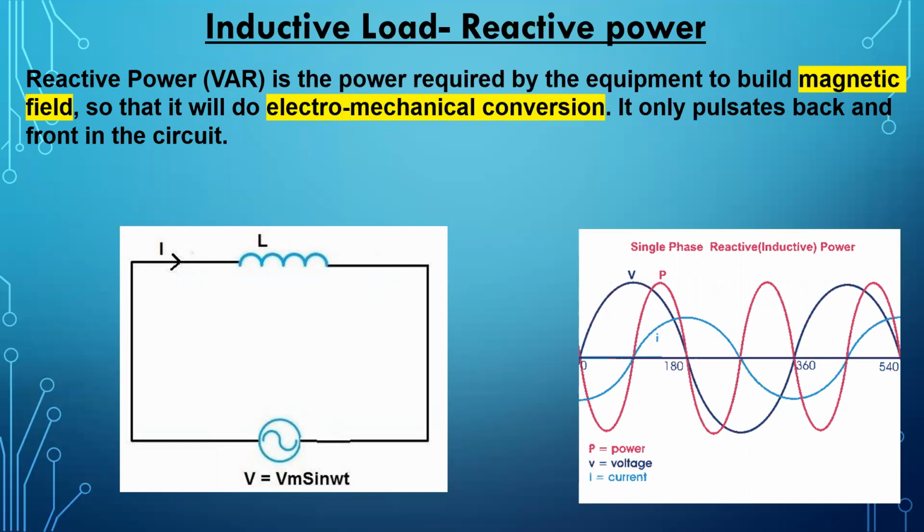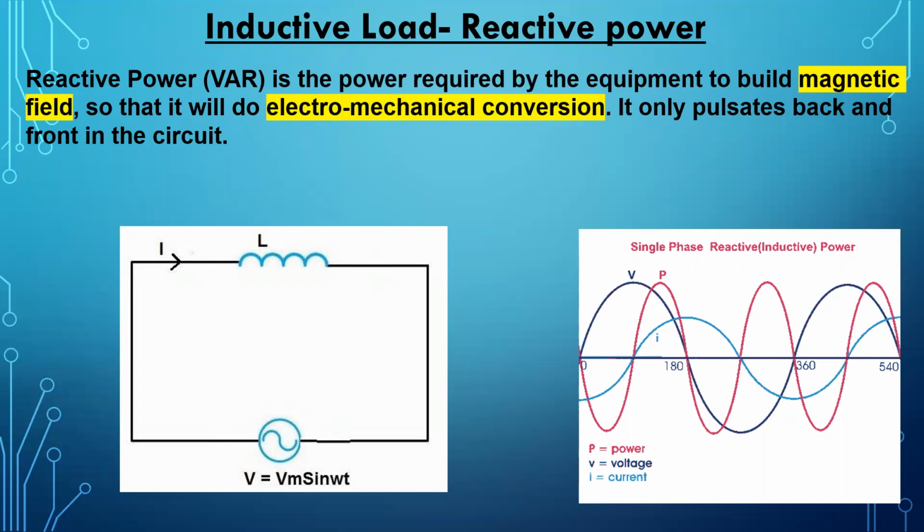It is the power required by the equipment to build the magnetic field, so that it will do electromechanical conversion. It only pulsates back and forth in the circuit. So what does it do? It is used for the electromechanical conversion. Electrical energy is converted into mechanical energy. So it only pulsates back and forth in the circuit.